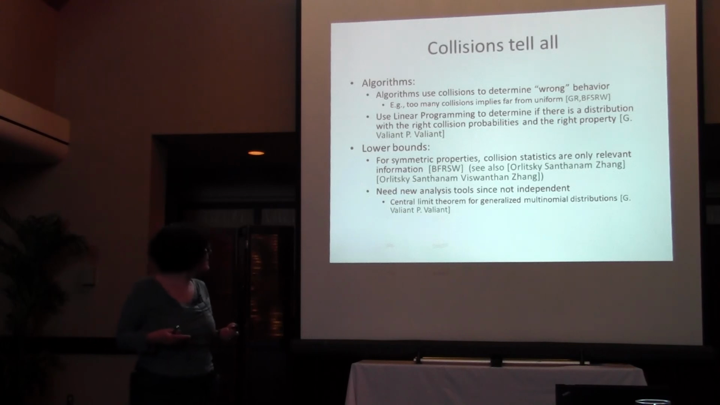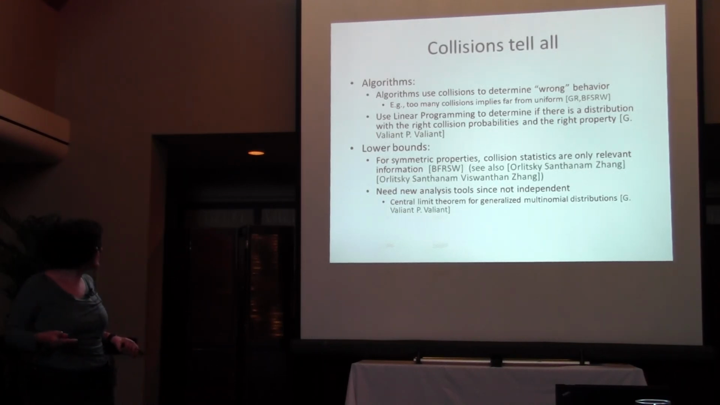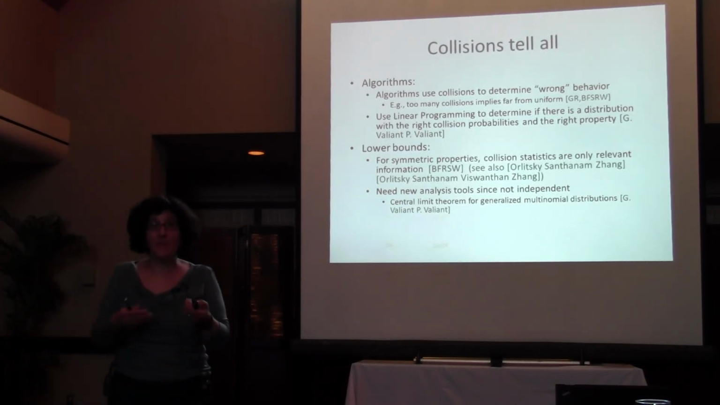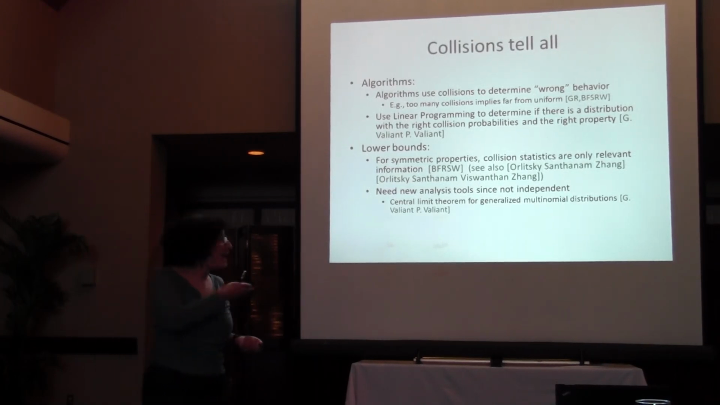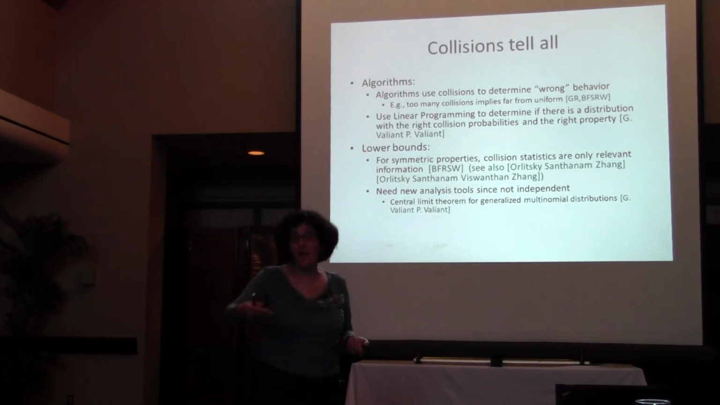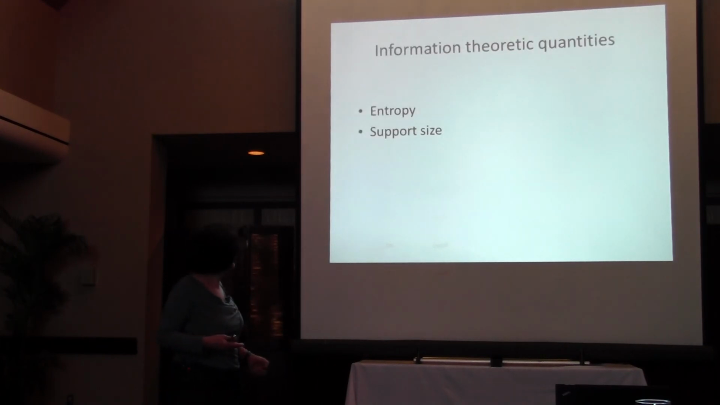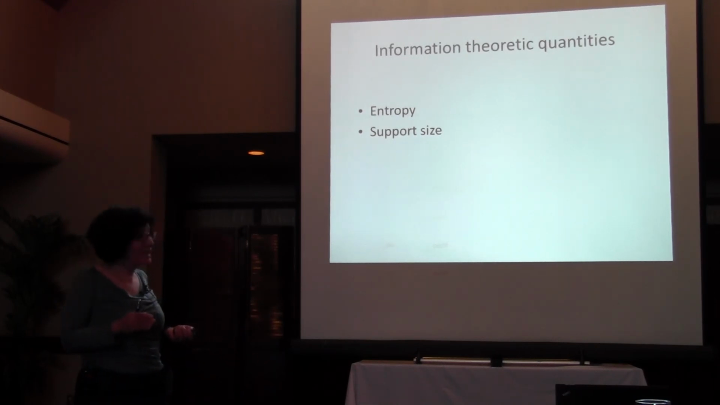For lower bounds, as we saw, collision statistics are the only relevant information. The problem is these collision statistics are not all independent, so they're quite difficult to work with. Again, the Valiants have helped us along and given us tools that we've used. I'll mention some of their results, but also other results built up on their work, and have given us generalized central limit theorems for generalized multinomial distributions.